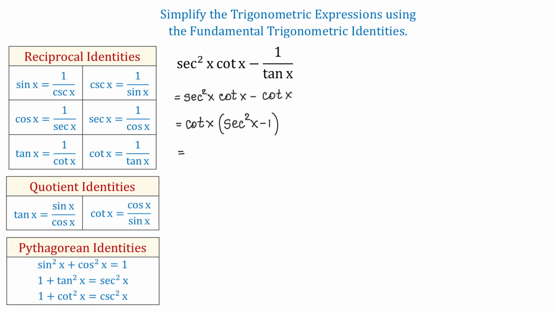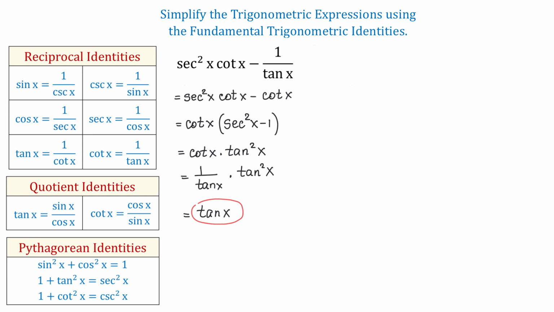So then we can replace secant squared of x minus 1 with tangent squared of x. Then we will have cotangent of x times tangent squared of x. And now I will use this reciprocal identity to rewrite cotangent of x as 1 over tangent of x. And now we will have 1 over tangent of x multiplied by tangent squared of x. Then tangent squared of x divided by tangent of x is tangent of x. So we simplified this expression and we got tangent of x.